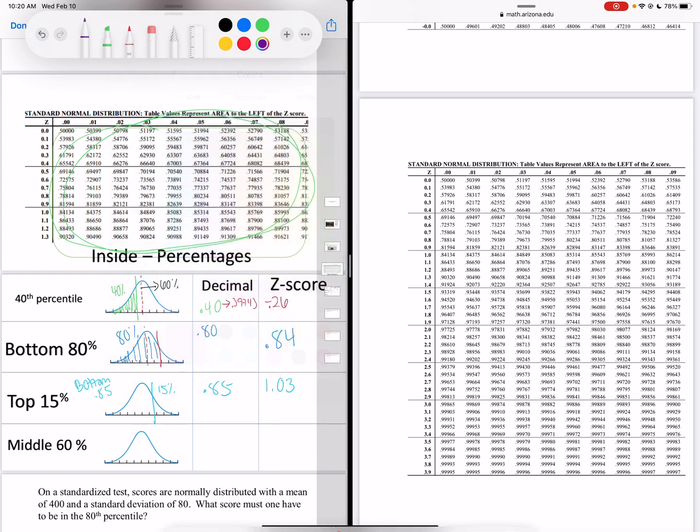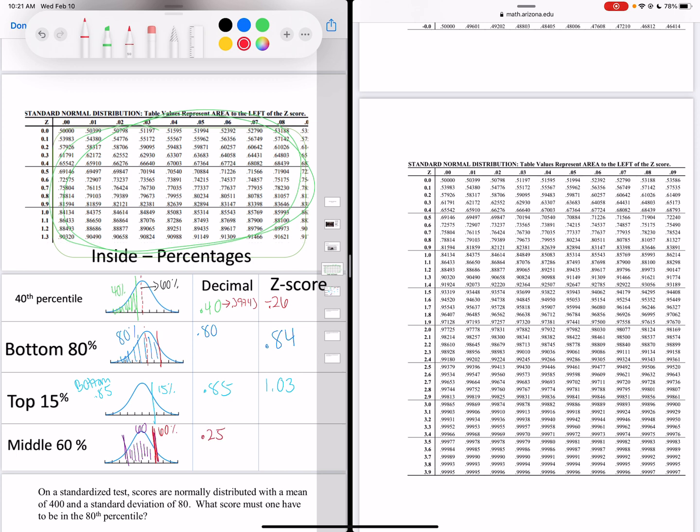Okay, and then we have the middle 60%, and that is another little tricky one that we're looking for. So the middle 60%, I'm going to be looking for two percentages overall. So if this is the middle 60%, this red line is in fact 60%, 60th percentile. So for the red line, I can go ahead and look for 60% without going over. So 60% without going over is going to be 0.25.